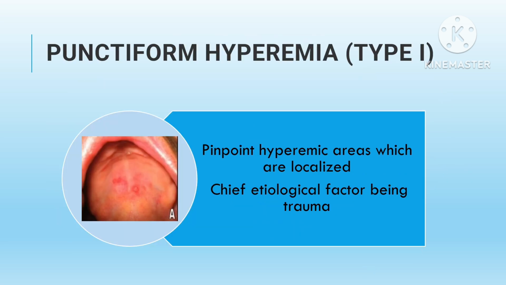Type 1 denture stomatitis is also known as punctiform hyperemia. The patient presents with pinpoint hyperemic points or areas that are localized, and the chief etiological factor in this case is trauma.